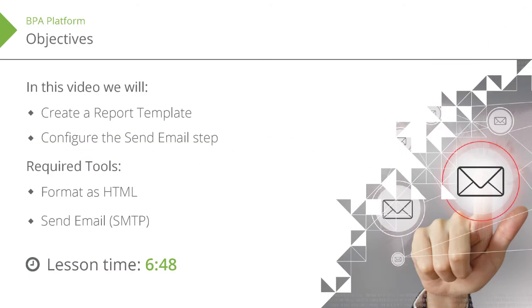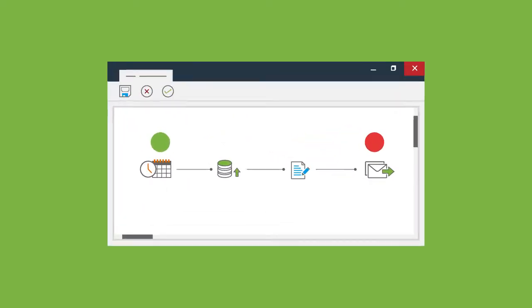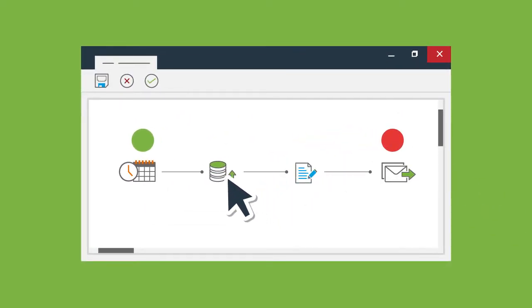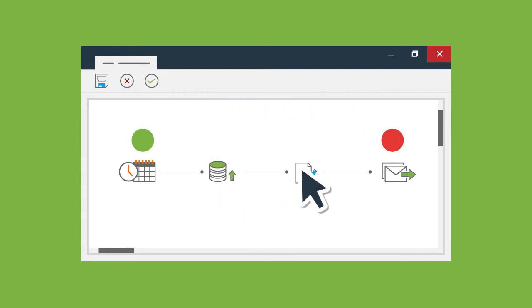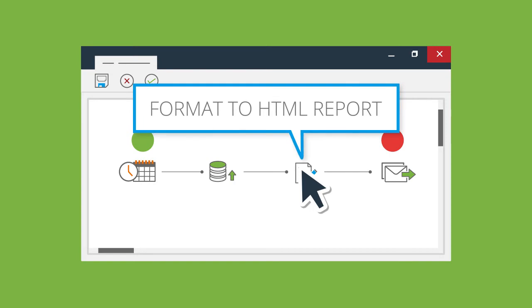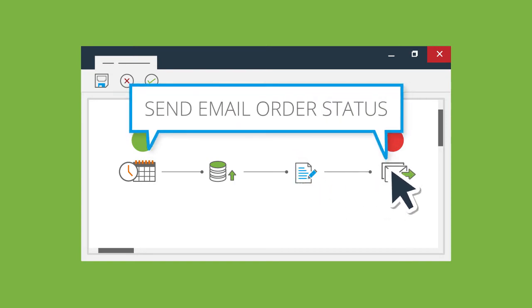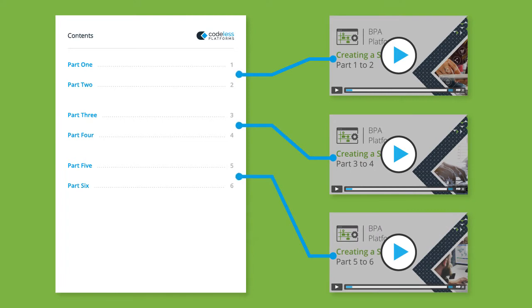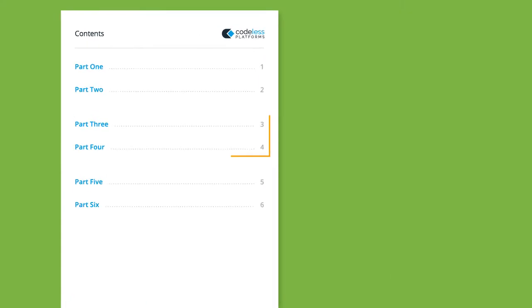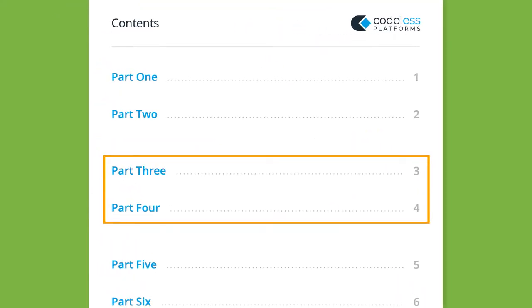Here are the objectives, required tools, and approximate running time for this video. On completion of this exercise, we will see how to extract the status of orders from a database, upload them into an HTML report, and send the report in an email on a scheduled basis. This will be broken down into several short videos that cover the objectives listed in the accompanying documentation. This video will cover parts 3 and 4.